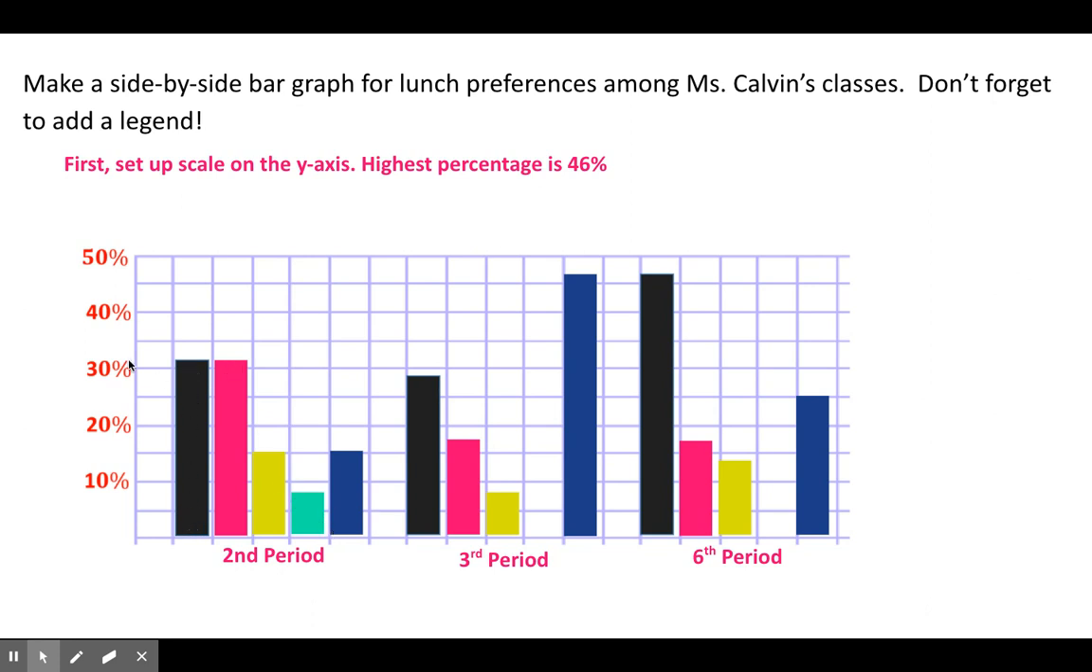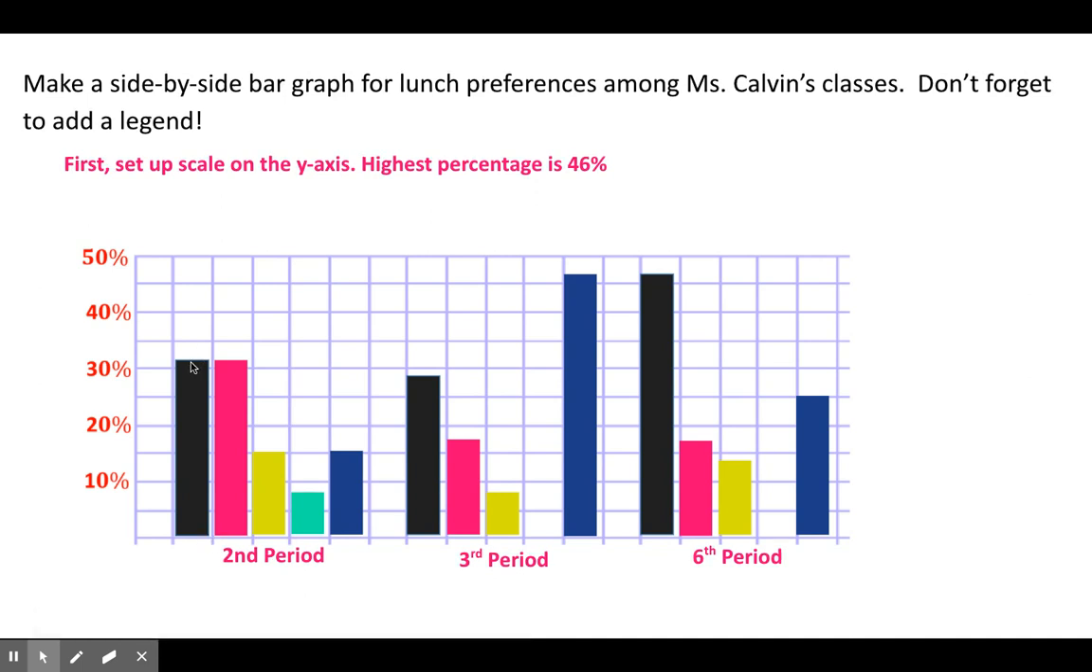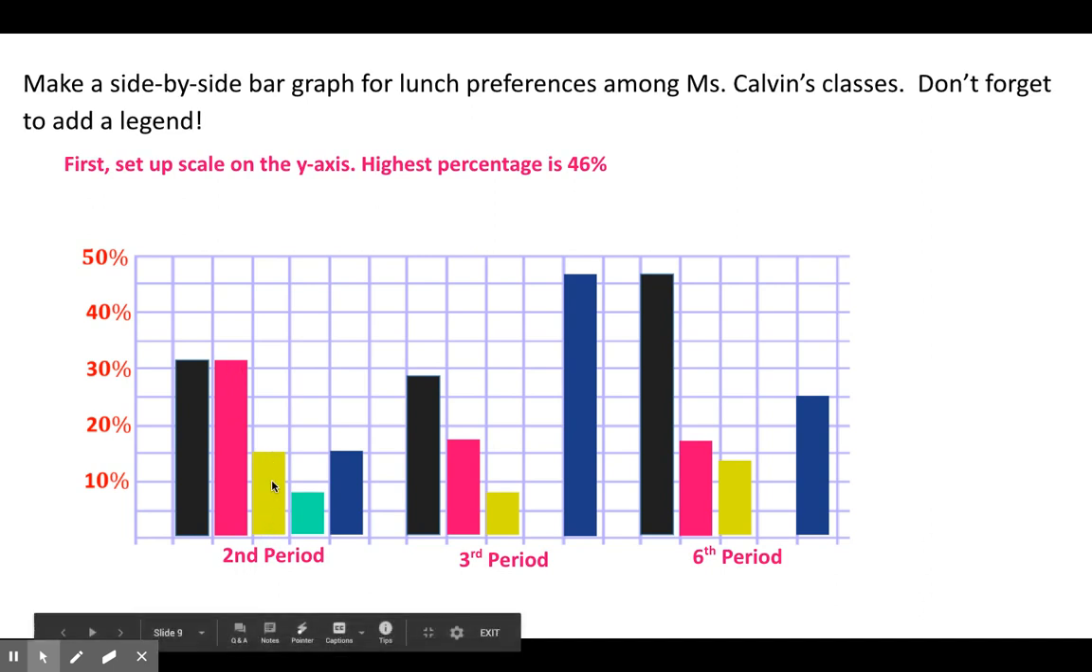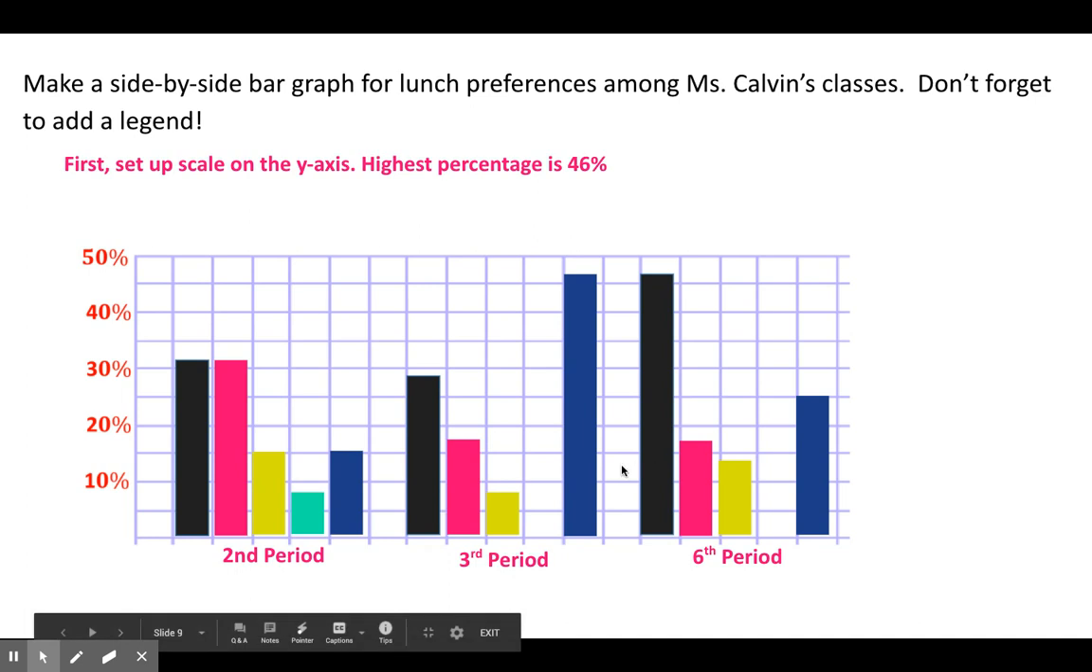For second period, about 30.8% chose burgers, 30.8% chose tacos, about 15% chose nachos, around 8% chose a bagel, and then around 15% chose pizza. So I've made the bars as tall as they need to be to match up with the percentages. And then I did that for third and for sixth period.